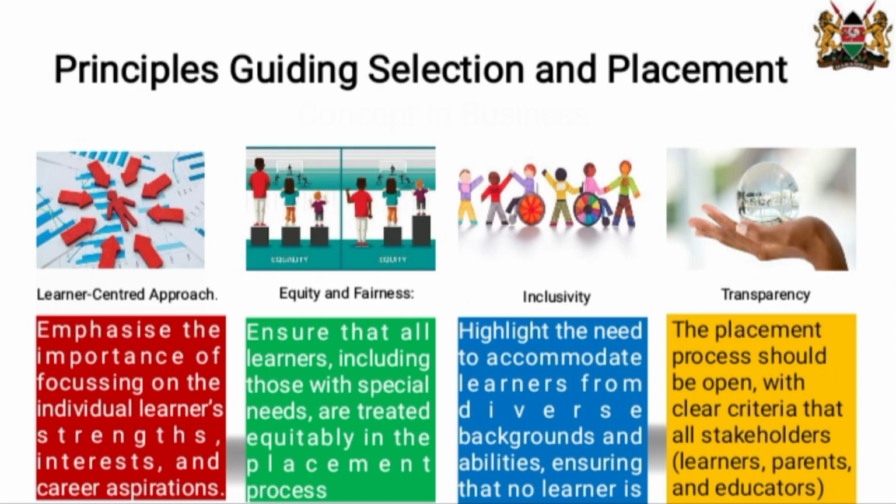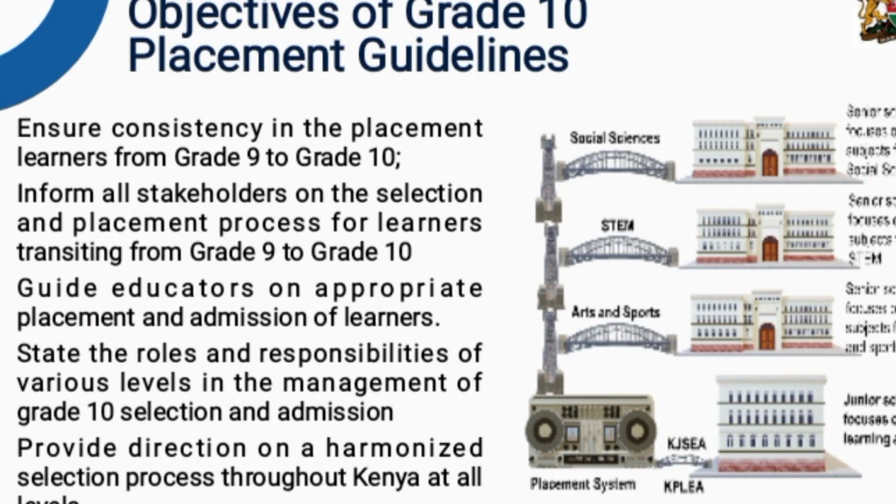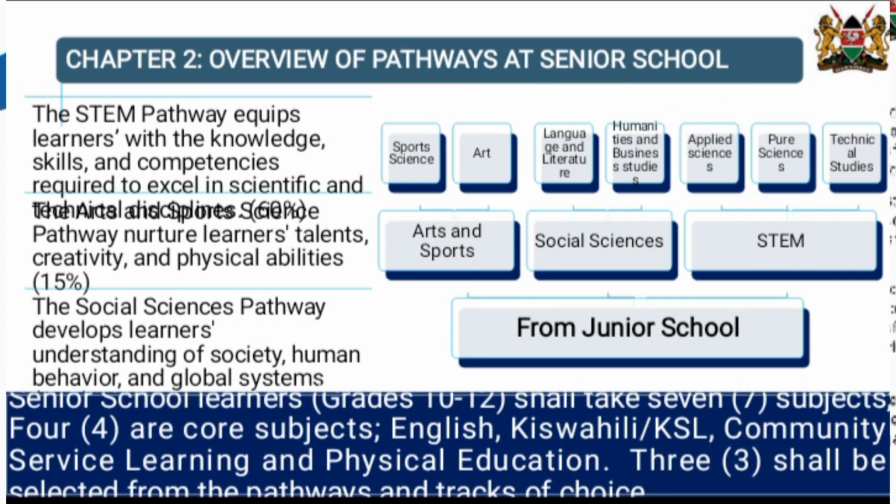So also let's check on the overview of pathways at senior school. These are the pathways that the learner will be choosing so that they will be placed in various senior schools. The STEM pathway equips learners with the knowledge, skills, and competencies required to excel in scientific and technical disciplines, and that one will be carrying 60%. Then we have the art and sports science pathway, which will be nurturing learners' talents, creativity, and physical abilities.